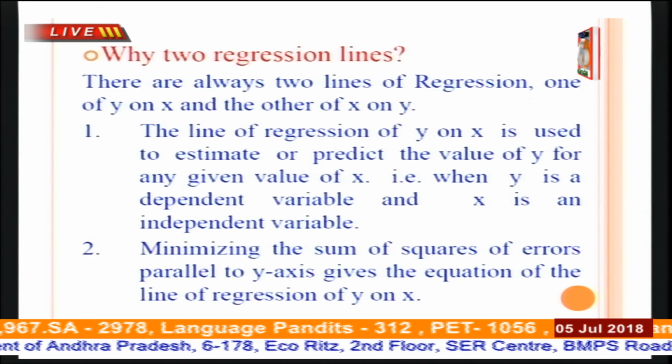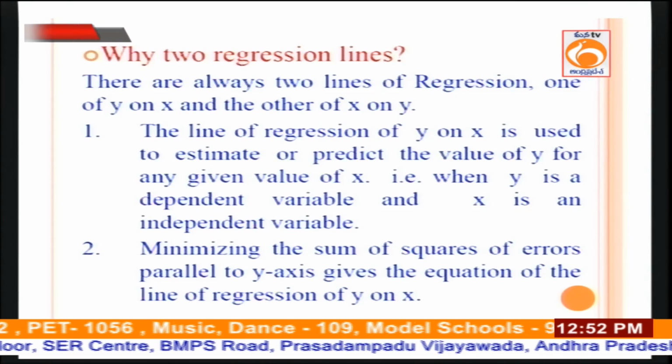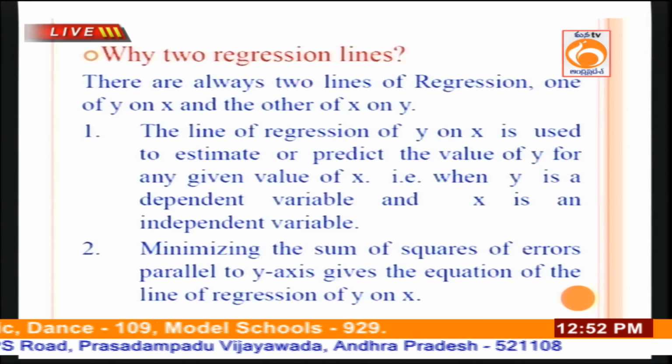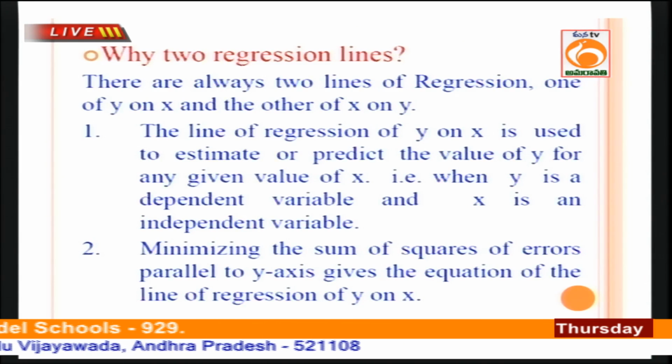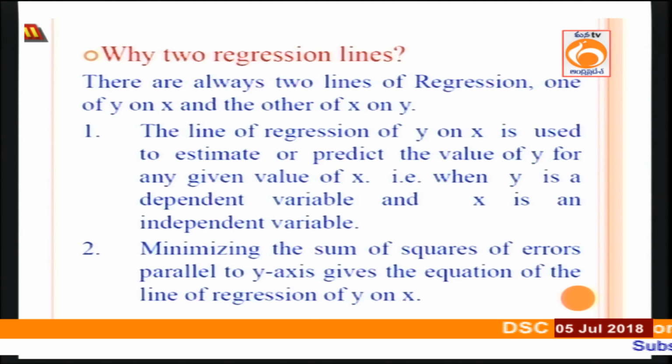So, why do we take two regression lines? This is a very important topic, a 5 marks question from the examination point of view. Why do we have to take these two lines? There are two lines here, one is y on x, the other is x on y. In y on x, x is the independent variable and y is the dependent variable. In x on y, y is the independent variable and x is the dependent variable.